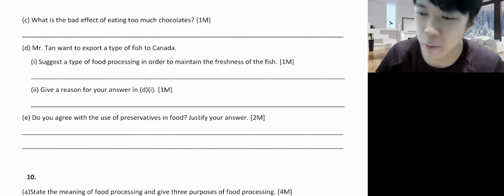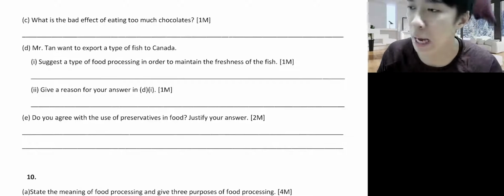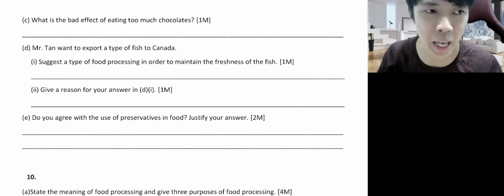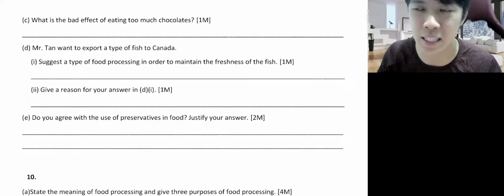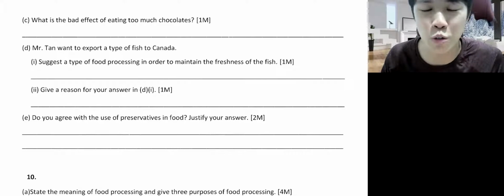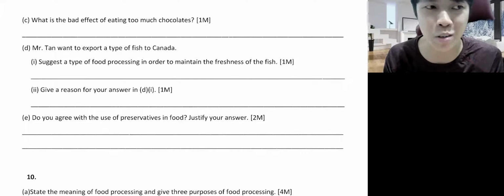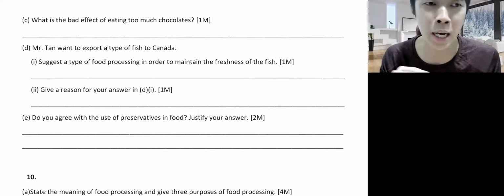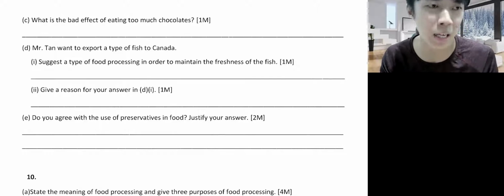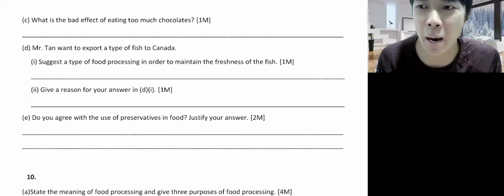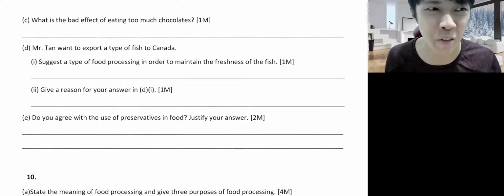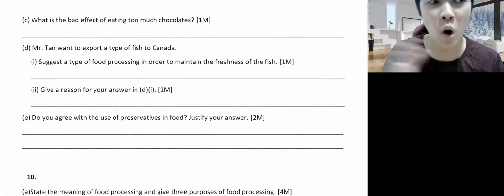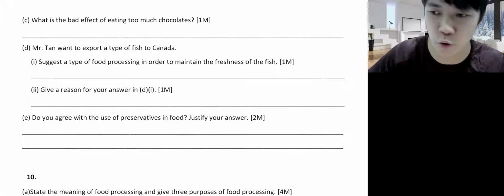Mr. Tan wants to export a type of fish to Canada. I'm not sure if you're aware of nowadays, we can buy a lot of seafood from Facebook. A lot of people do online selling, live selling. They sell frozen seafood, or you go to grocery, there's a department where it sells frozen seafood, like king crab all the way from Alaska, big clams, even the whole turkey all the way from, I don't know, Italy or whatever. All this export food, especially going to another country, right?